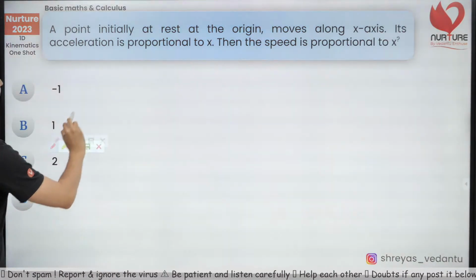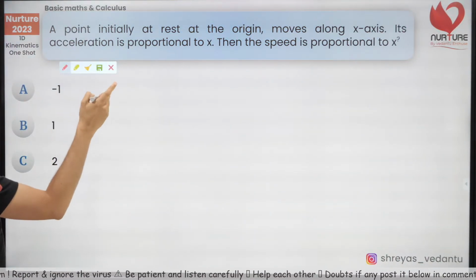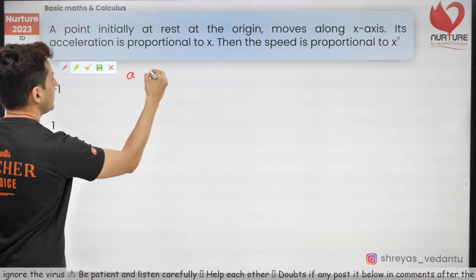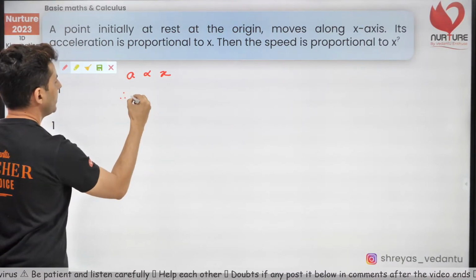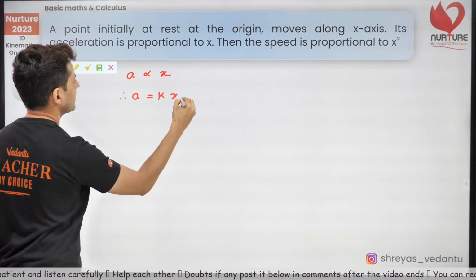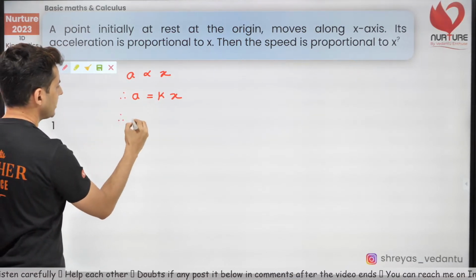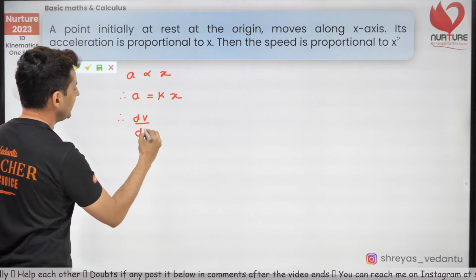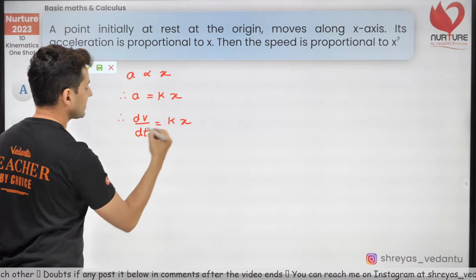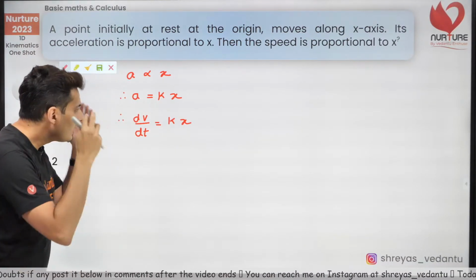Last question coming up on your screen. The point initially at rest moves along the x-axis. Acceleration is proportional to x. Therefore, acceleration is k into x. Okay, what can I write acceleration as? Acceleration is dv by dt. dv by dt is kx. Everybody gets this.